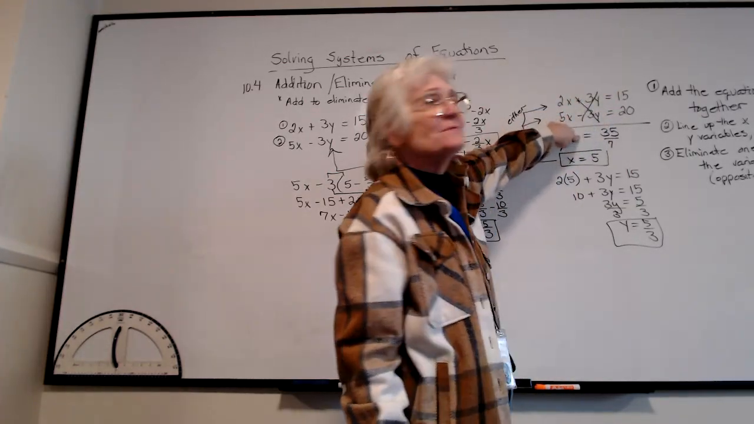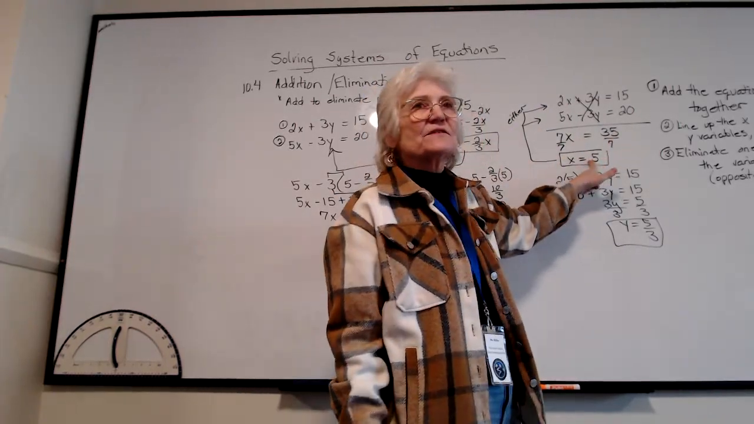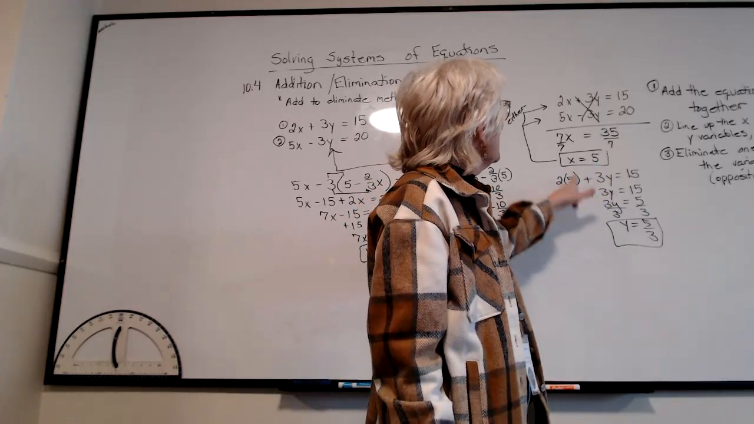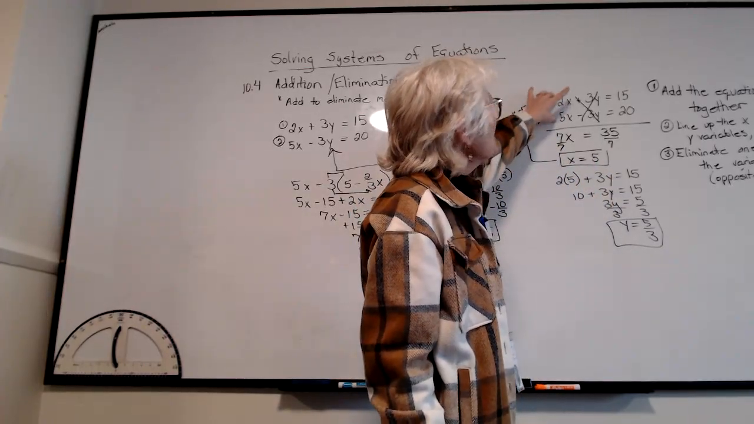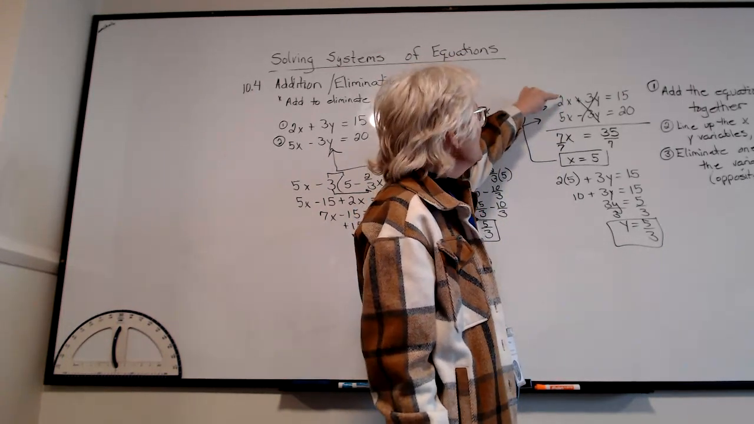My equal sign comes down. I divide by 7, I get x is 5. Okay, that makes sense. I now took the 5 and I can put it into either of these equations. It doesn't matter which. I chose the top one.